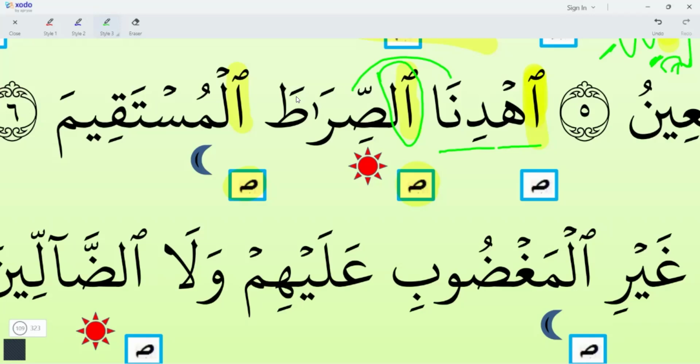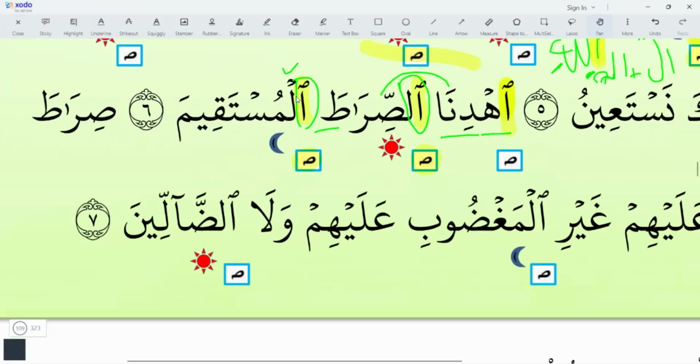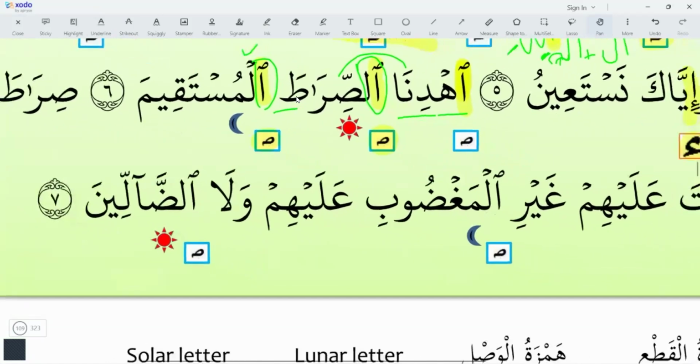Then next: اهدنا الصراط المستقيم. We pronounce the lam, so it is حروف القمرية. We don't pronounce the Alif, but we pronounce the Lam, because this is Hamzatul Wasl and there is a word before this. We don't pronounce this Hamzatul Wasl. Okay, the next.